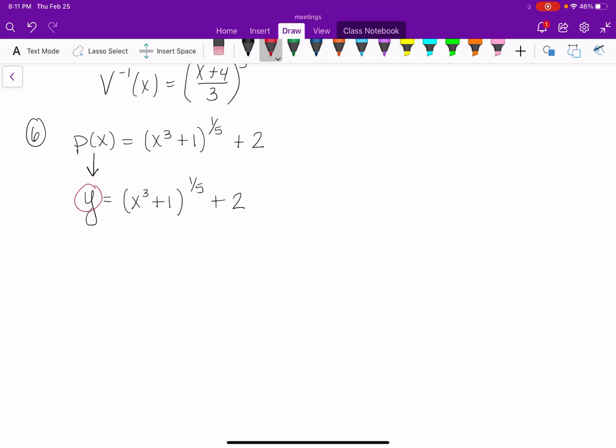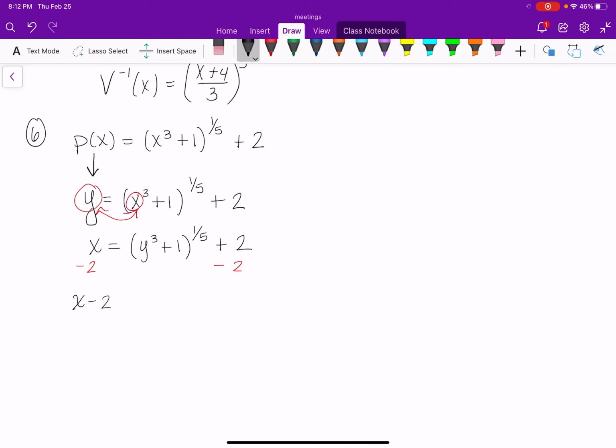Again, taking our y and our x here and switching them around. So we have x equals y cubed plus 1 raised to the 1/5 plus 2. Now I know we want to get rid of the 1/5, or the root of 5 here, but in order to get the root of 5, we have to get rid of the plus 2 first. Remember, you always want to get rid of the stuff on the outside of your parentheses, things that are added or multiplied outside of the parentheses or outside of the root, before you can address either the power or the root. So we're going to go ahead and subtract 2 from both sides.